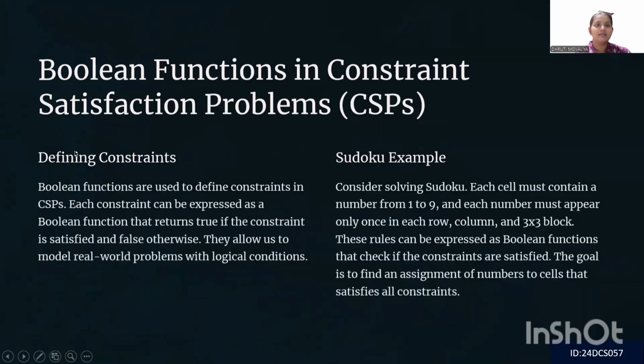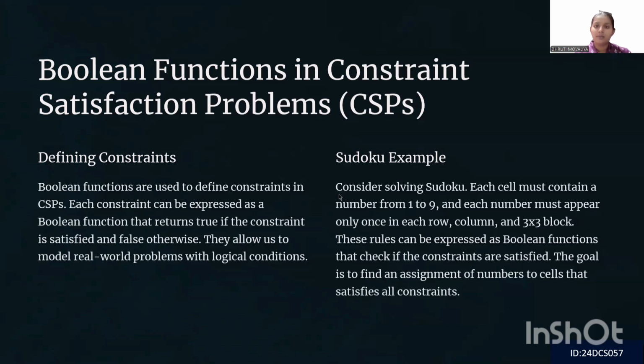Boolean functions in constraint satisfaction problems, CSPs. Defining constraints: Boolean functions are used to define constraints in CSPs. Each constraint can be expressed as a Boolean function that returns true if the constraint is satisfied and false otherwise. They allow us to model real-world problems with logical conditions. Now see an example of defining constraints.